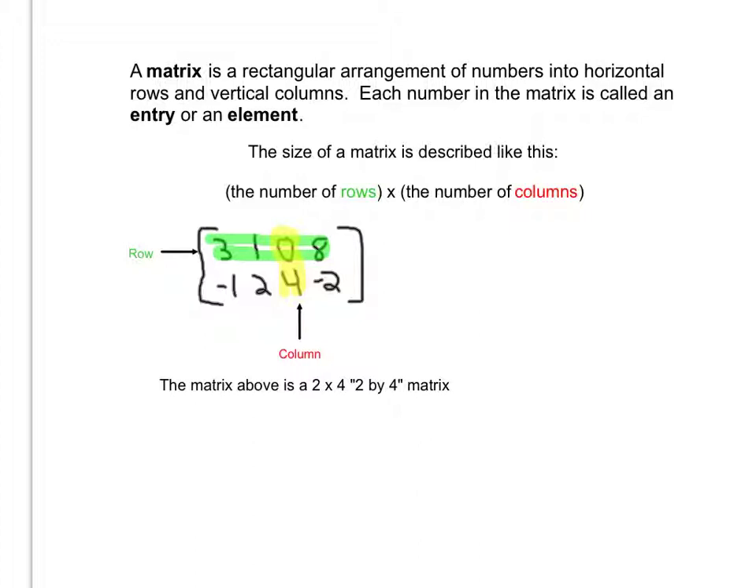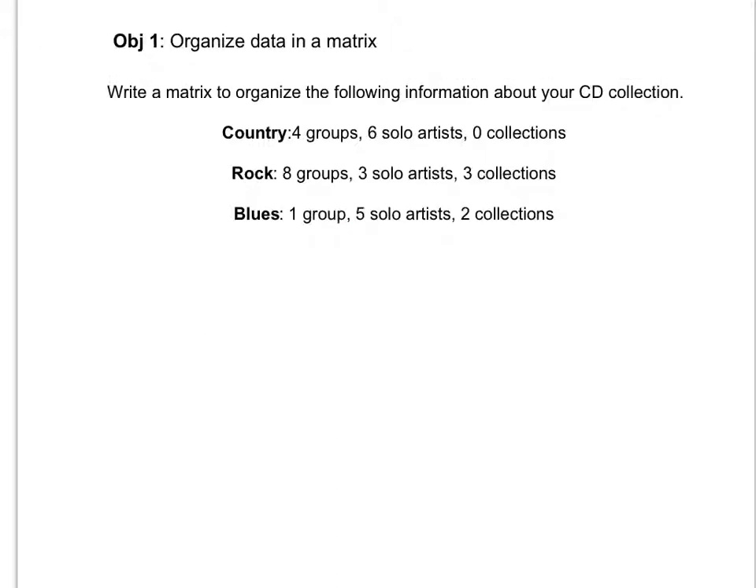When you write a matrix, you always need to put these little brackets around it. Okay, and then you just fill in the numbers accordingly. And I'll show you how to make a matrix as well. Alright, let's keep going. Okay, your first objective is to organize data in a matrix.